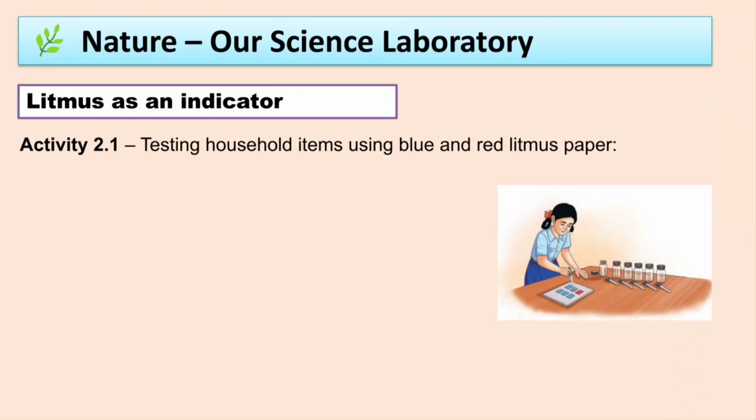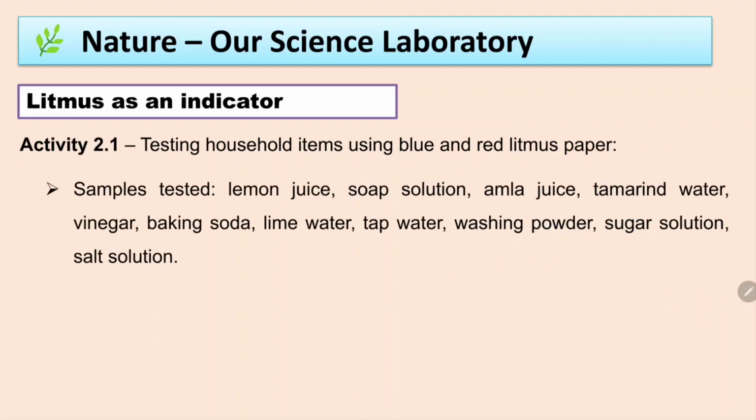In this activity, household items were tested using blue and red litmus paper. Litmus paper is always of two colors, red and blue. Some food samples were taken. The samples tested were lemon juice, soap solution, amla juice, tamarind water, vinegar, baking soda, lime water, tap water, washing powders, sugar solution and salt solution. These were the samples that we took to test whether they are acidic, basic or neutral.